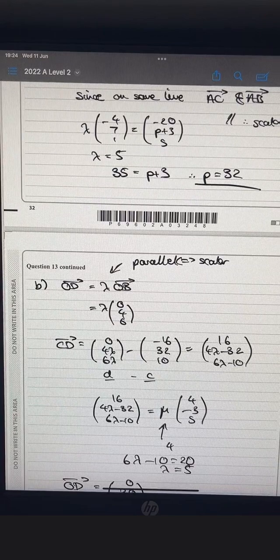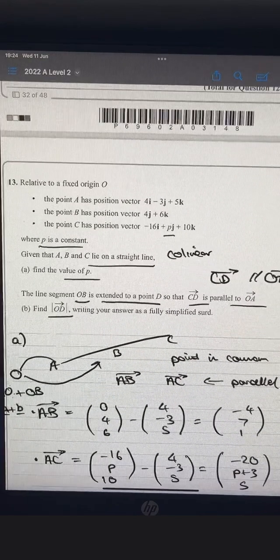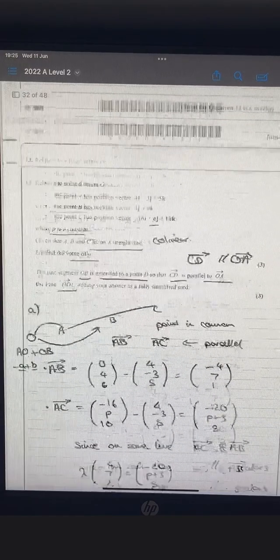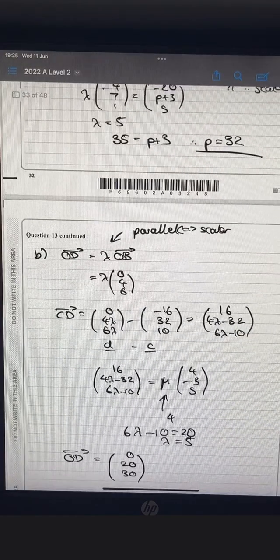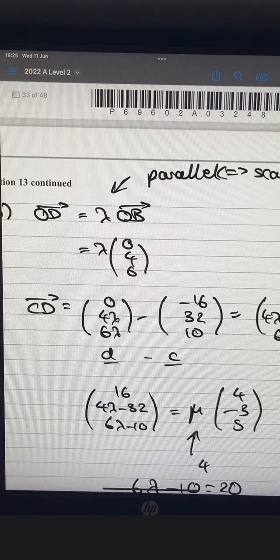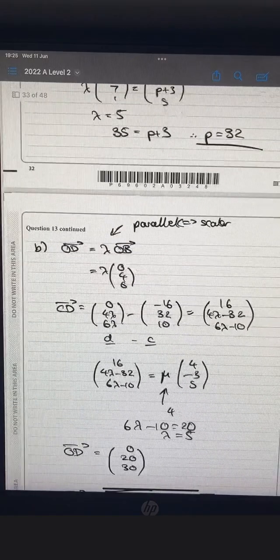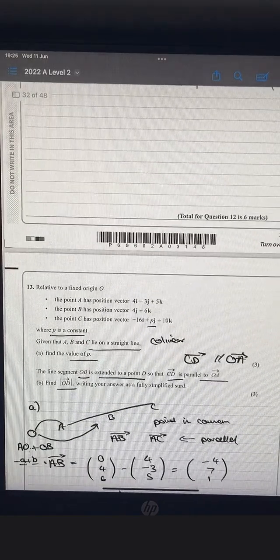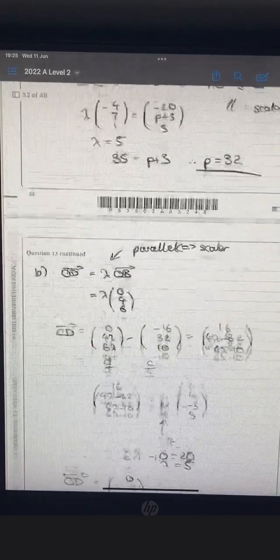Then I'm like, okay, what am I going to do next? Well, I'll just see, have they given me any other information? They have. CD is parallel to OA. Okay, so I'm just going to write that out. Find CD first. So I do D, which is this in terms of lambda, minus C, which is equal to this thing over here. That is parallel to OA, which is 4 minus 3, 5. So I know that that is mu lots of that.